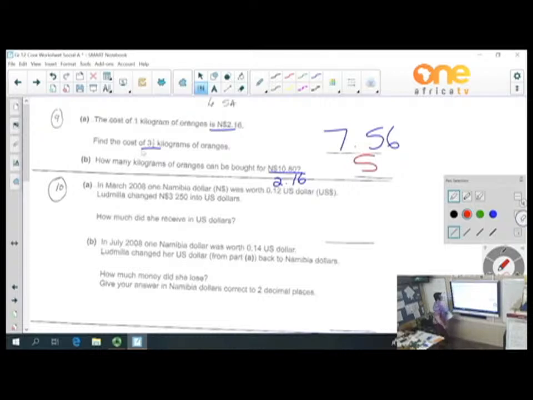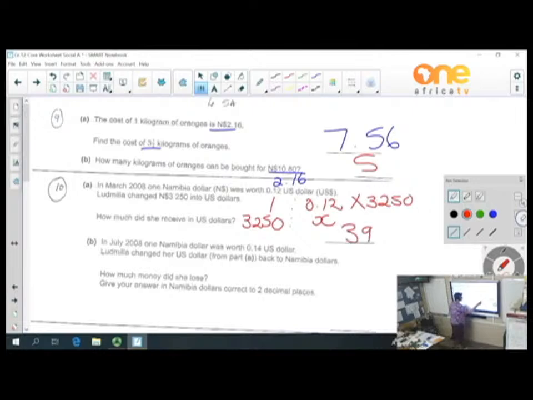Then in March 2008, 1 Namibian dollar was worth so many US dollars. Okay, so again, we write the ratio, 1 to 0.12, and 3,250. How much will it be there in US dollars? I think at this stage, the currency rate is 1 to 0.12. So multiply with bottom divide by top. So you're actually going to multiply here. And how much is it? Not much. 390 US dollars.